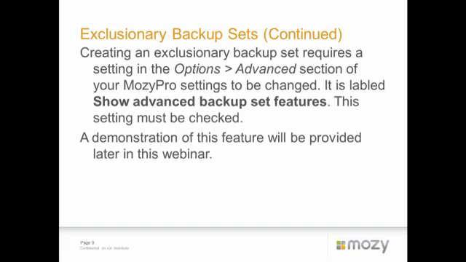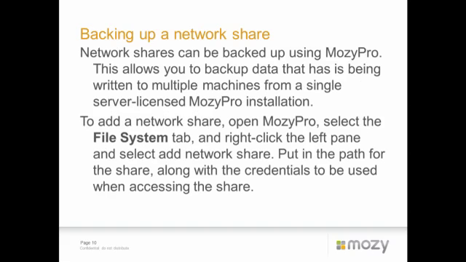In order for the exclusionary backup sets to work, you have to enable an advanced function in the MozyPro settings. If you go into the MozyPro settings and go to the Option tab, there's an Advanced sub-tab. If you click on that, there's a labeled item, Show Advanced Backup Set Features, and that has to be checked in order for exclusionary rules to be created. Again, we will be providing a demonstration on this in just a few minutes.